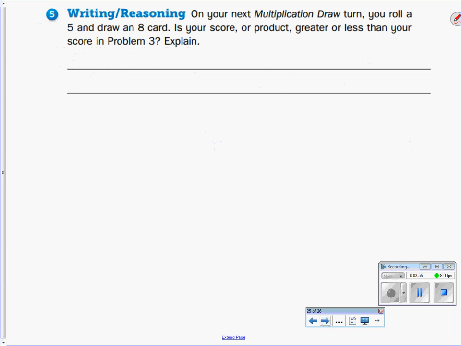All right, and our last one is, on your next multiplication draw turn, you roll a 5 and draw an 8 card. Now remember, our 5 would be our first one, and our 8 would be our second. So our number model would be 5 times 8. Is your score or product greater or less than the score in 3? Well, let's figure out what 5 times 8 is. Count by 5s, 5, 10, 15, 20, 25, 30, 35, 40.